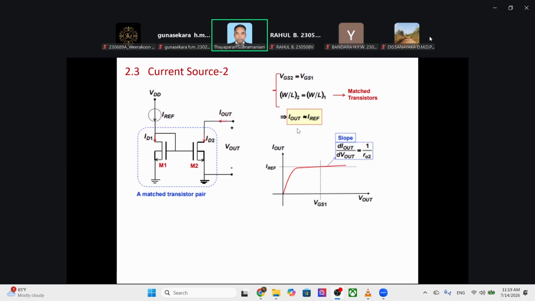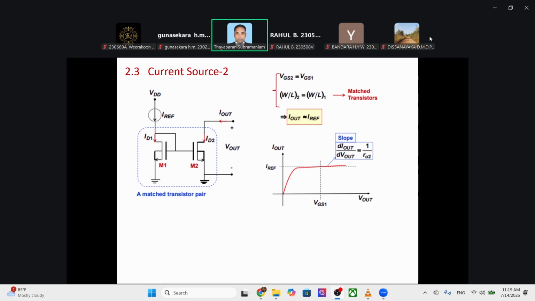Right, another current source. Now we have I reference. We are slowly moving forward to a more complicated current source which can have better quality. Why do we make our circuit a little bit more and more complex? Because we want to have a better quality current source. Right. In this case, we have I reference. We want a current source, but we are using a current source here.